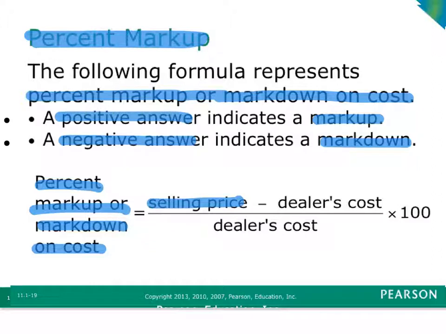Think of that like what they're selling for now, minus the dealer's cost, what they paid for it, divided by what they paid for it, dealer's cost, times 100. So we can kind of think of it as now and before. Now is the selling price, what they're trying to sell it for. Before is what they paid for it. Then we take the difference of that and divide by what they paid for it originally. So the dealer's going to pay a certain price and then probably sell it for more. They're going to have a certain markup. So that's how we figure out the percent markup.